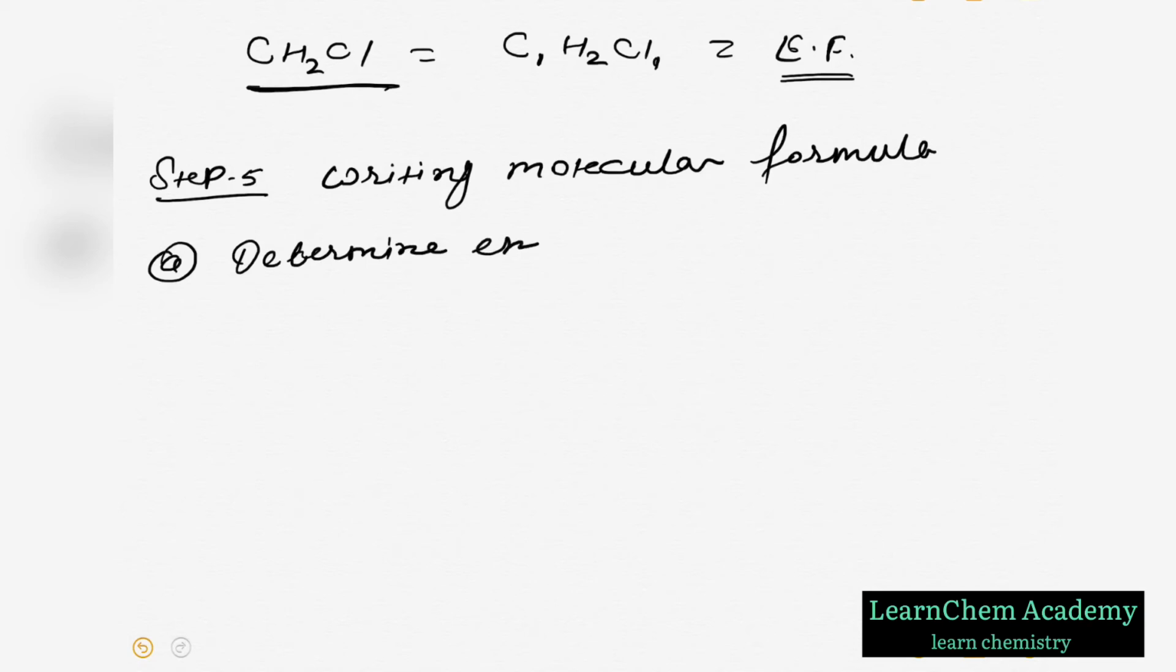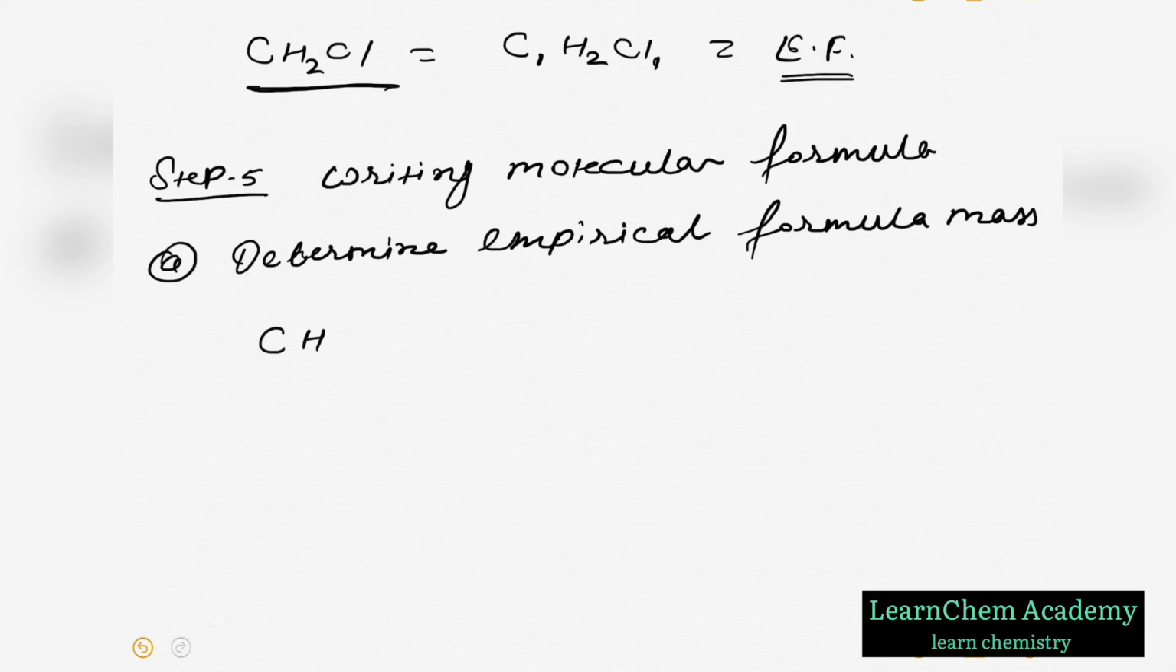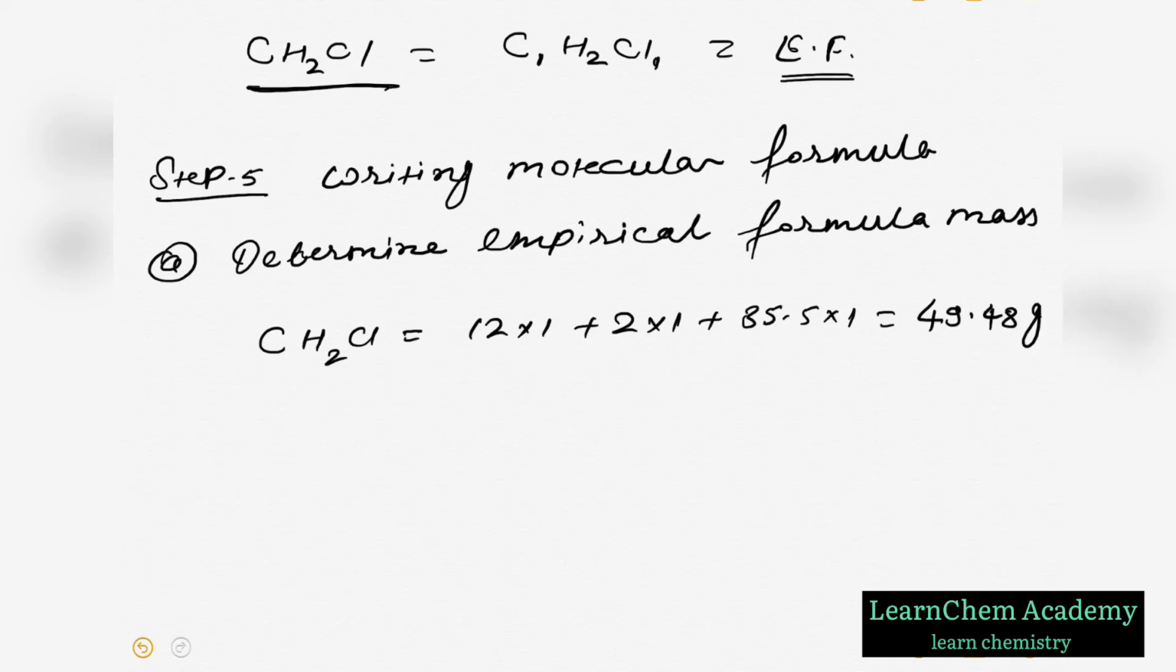Our empirical formula is CH2Cl, so we will get 12 times 1 for carbon, 2 times 1 for hydrogen, plus 35.5 times 1, so we will get 49.48 gram. This is the empirical formula mass.